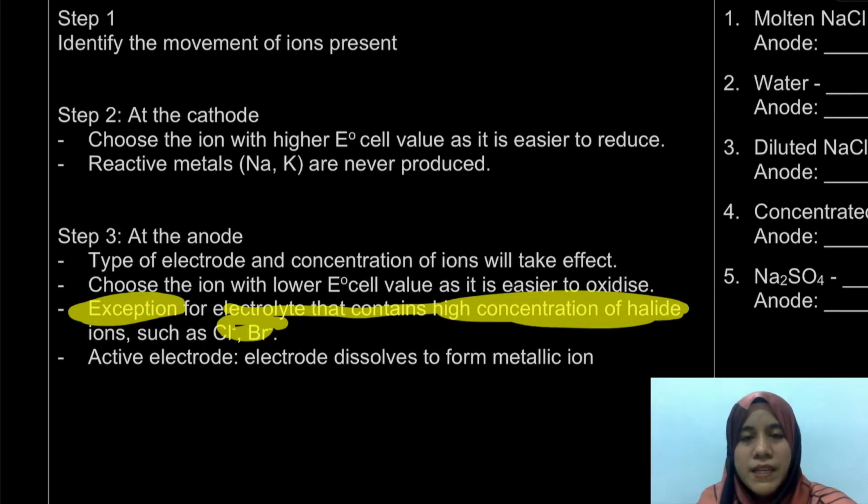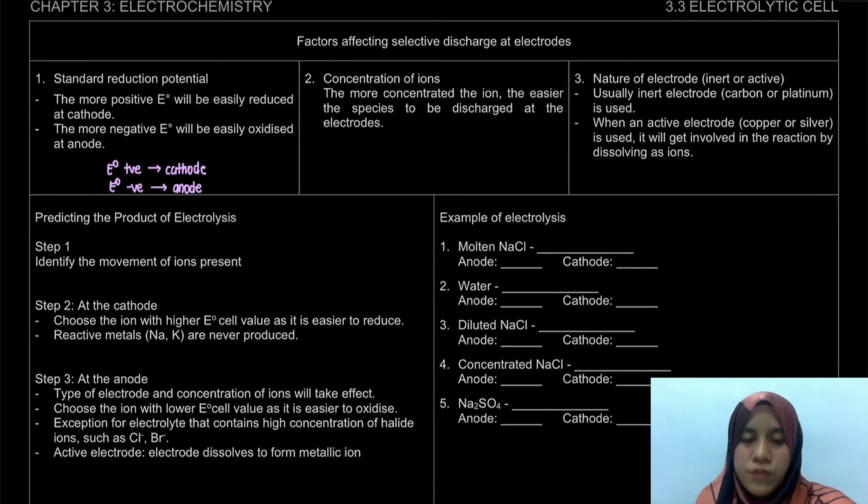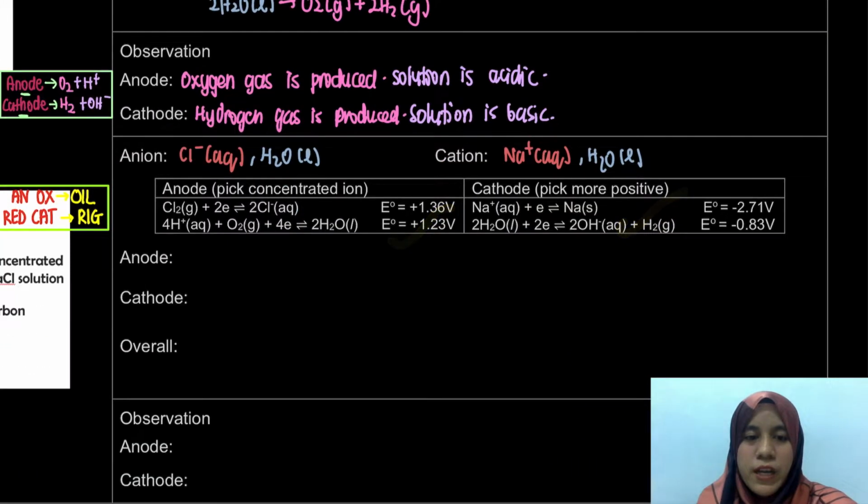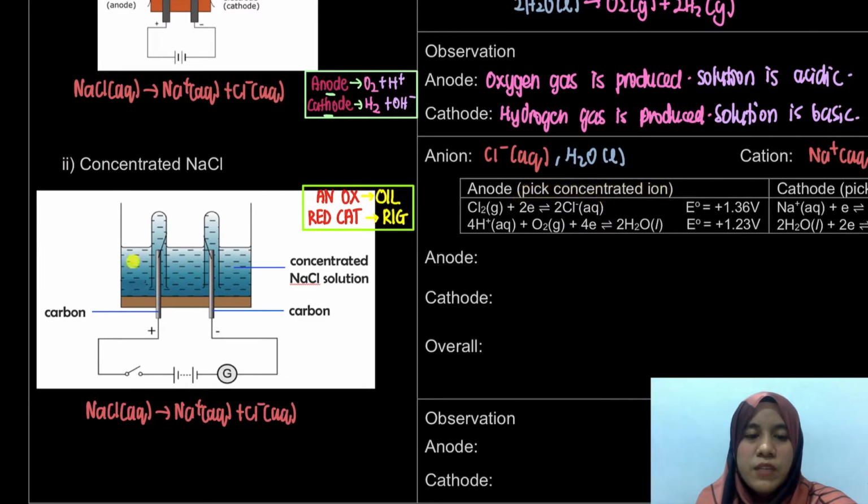Halide is your Cl minus or Br minus. Then you have to choose the concentrated one. Here we have concentrated Cl. So that's why we have to take into account the anode. Pick the one which is the concentrated ion. Why? Because the presence of Cl minus is much more compared to water, even though water has a lower inert value. So for the anode, we will choose the Cl.